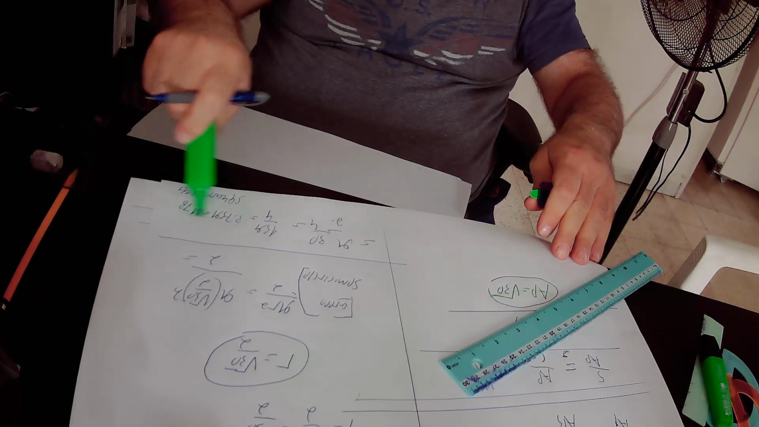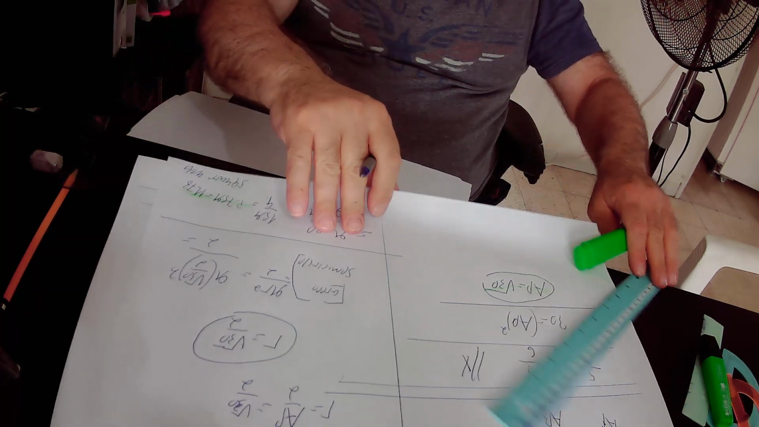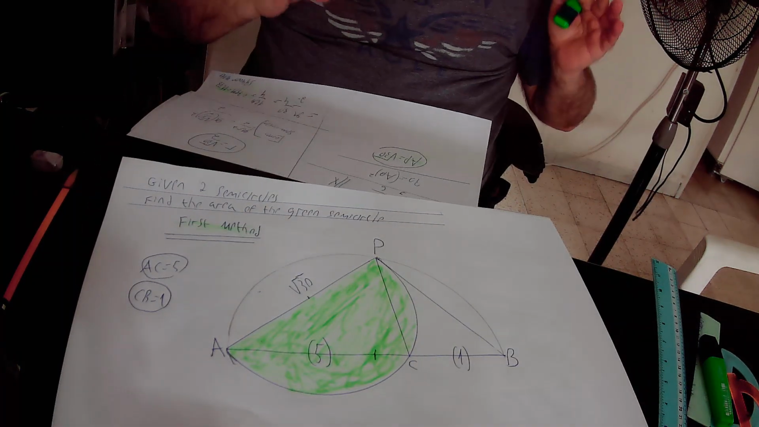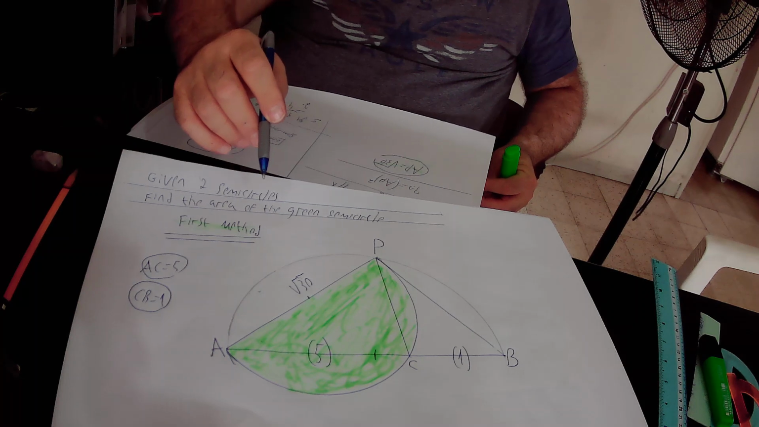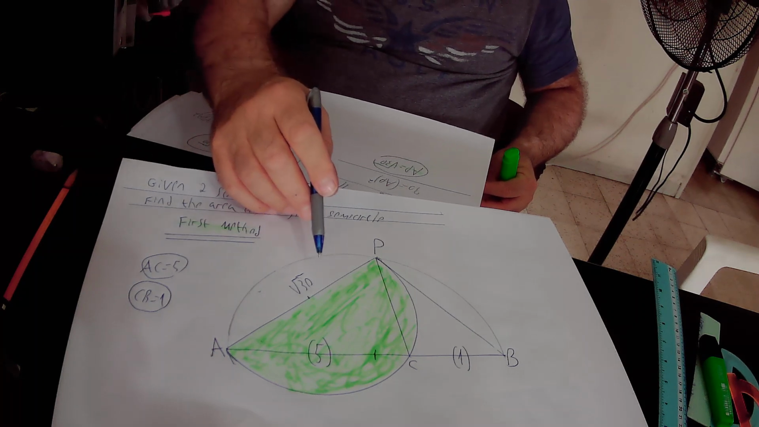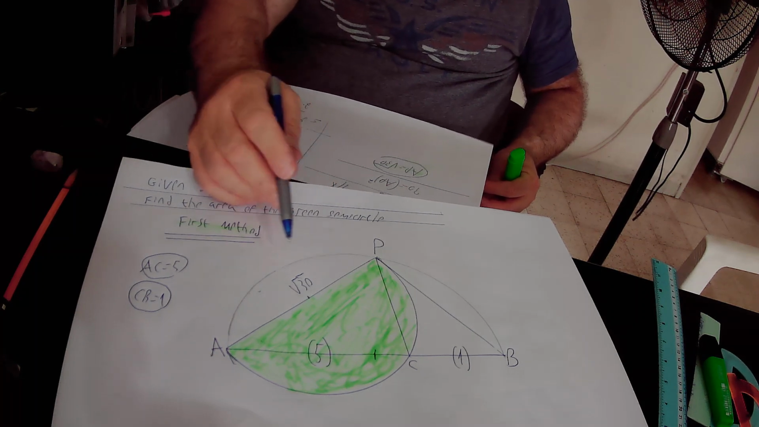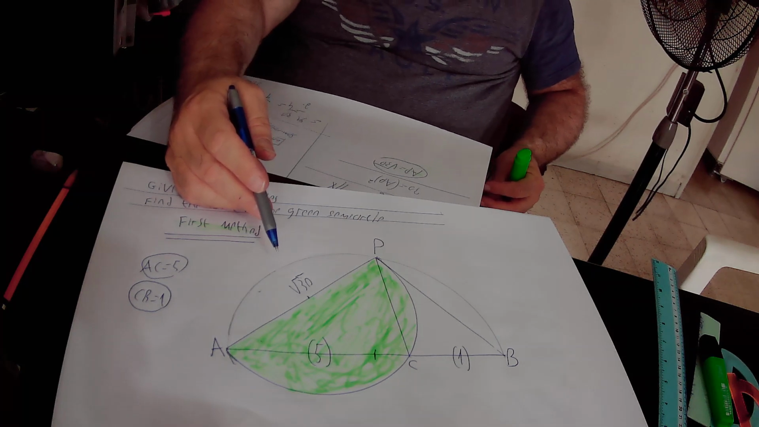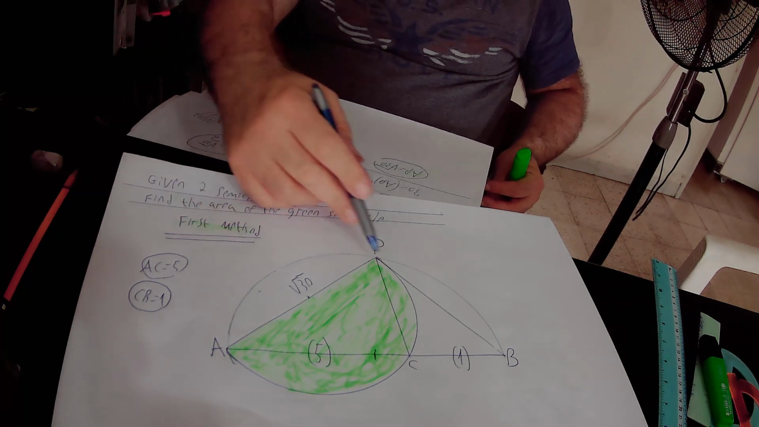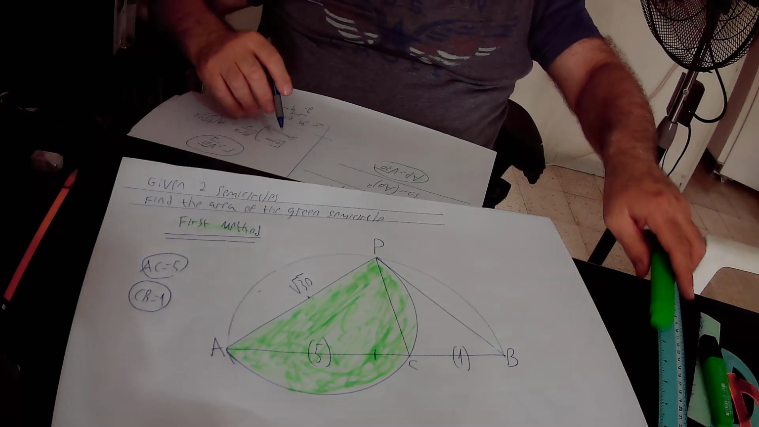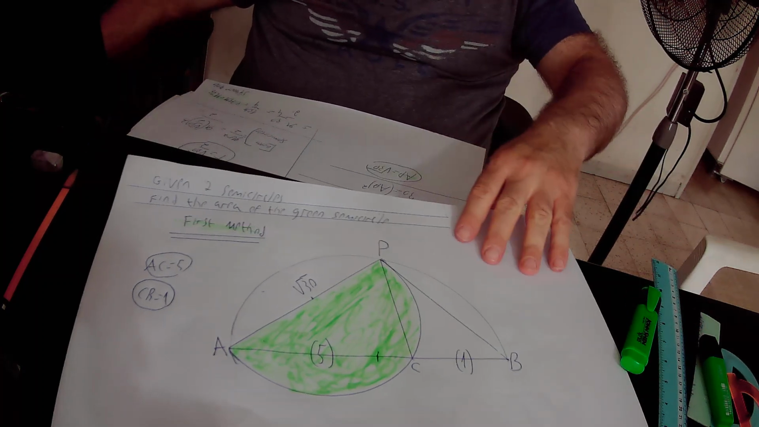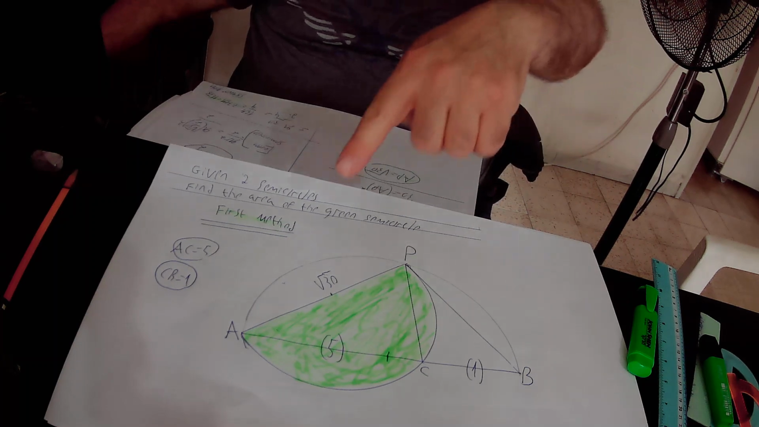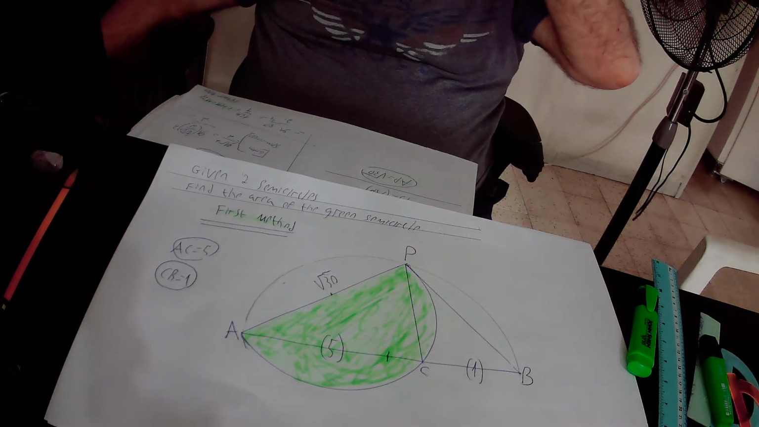Okay, again, I have found out finally the answer to the question: the area of this green semicircle equals either 3.75 pi square units, or in terms of numbers, 11.78 square units. So we finished with the first method. In the next step, I present to you how to find the area of this green shape according to the second method.